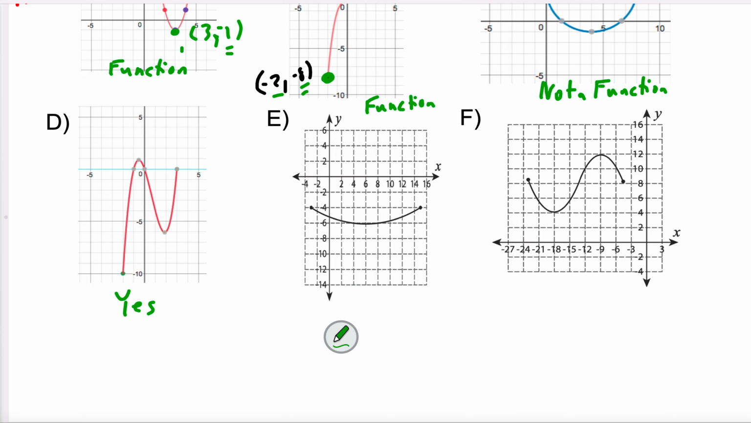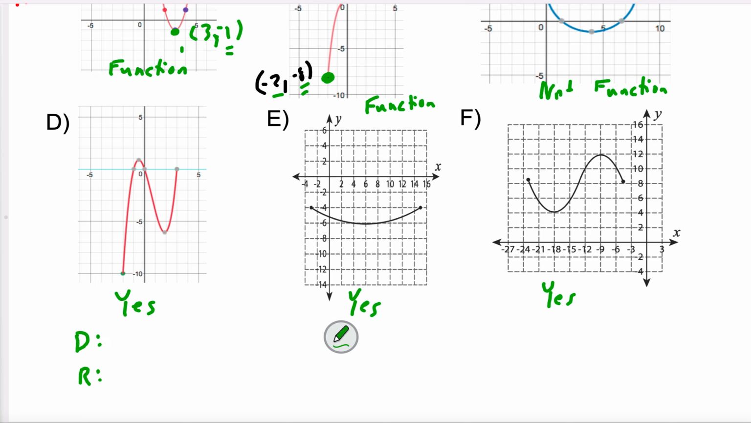What about letter E? If you take a vertical line and go through this, it's only going through one point at any given time. So yes, this is a function. And what about this one here? As I take a vertical line and go through these, it's only going through one point at any given time. So yes, it's a function. Now, all we have to do here is find its domain and range.